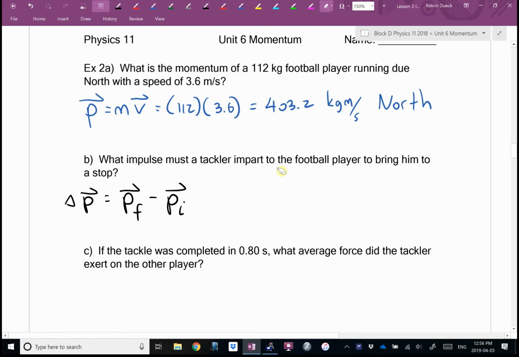What impulse must a tackler impart to the football player to bring him to a stop? Underline the word stop. What's our final momentum as a number exactly? 0. That's why I figured I didn't need to go MV final minus MV initial. It's going to be 0 minus, what was our initial momentum? 403.2. And I get negative 403.2 kilogram meters per second north. Or what would be a better way to say negative north?